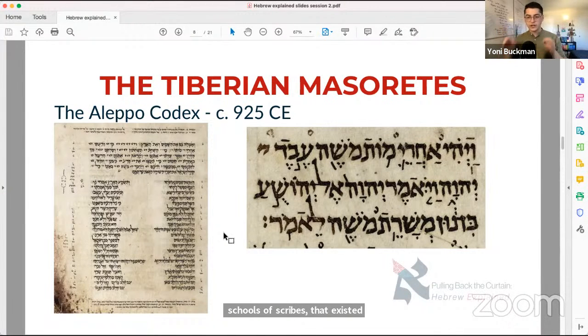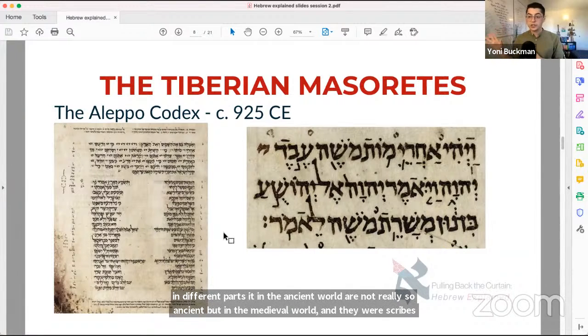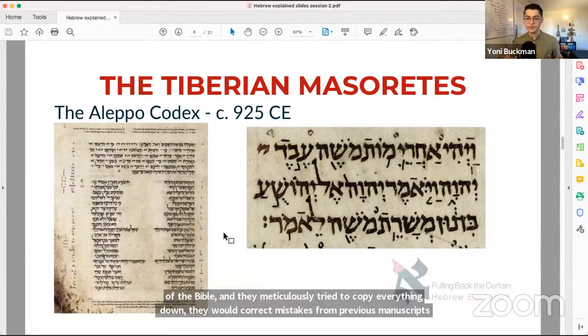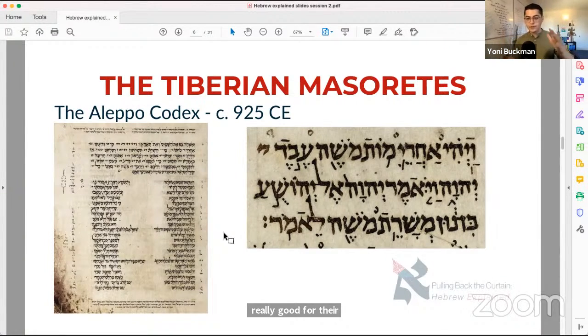And they meticulously tried to copy everything down. They would correct mistakes from previous manuscripts and compare them to other ones. You had more accurate scribes, scribes who were known for being really good at their work. And so these codices, the Aleppo Codex, and the next one I'll show you, the Leningrad Codex, are known from the Ben Asher family. I think last week I mentioned they were really useful people over the course of history, but probably weren't fun at a dinner party. These people were meticulous in the way they copied down the text.